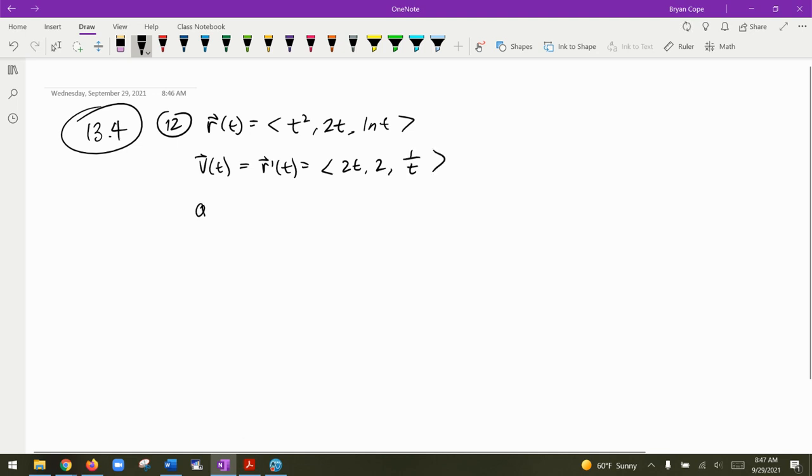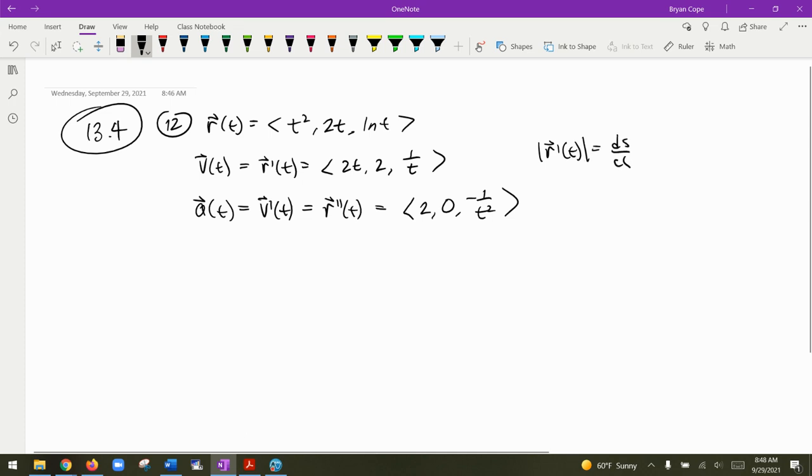And then our acceleration vector is the derivative of velocity, or the second derivative of position. And so that vector is 2, 0, and then negative 1 over t squared. We're also asked for speed, and speed is the magnitude of velocity. So our speed, we can call that magnitude of r prime of t, or we can call it ds dt. And that would be the square root of (2t) squared plus 2 squared plus (1 over t) squared. Okay, number 12 is done. Let's look at 15.